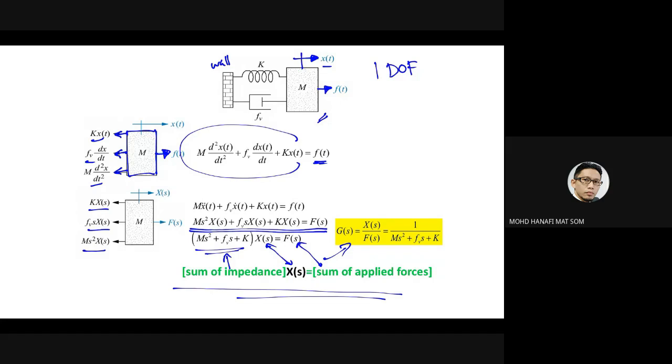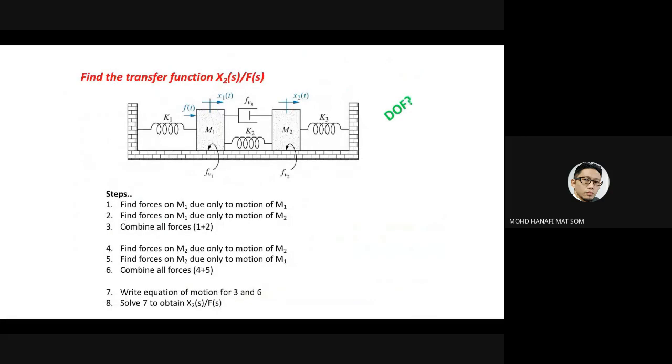This is pretty simple because this is 1 degree of freedom. So let's move to the next example, 2 degrees of freedom. This is a little bit more complicated compared to the first one. In this case, we have 2 masses, M1 and M2. We have components: spring, viscous damper, and we also have to consider the friction between the mass and the floor. This is friction FV1, and for M2, we have friction FV2.